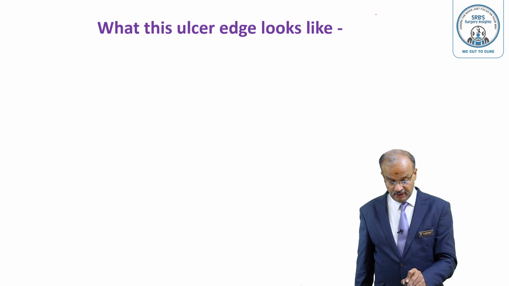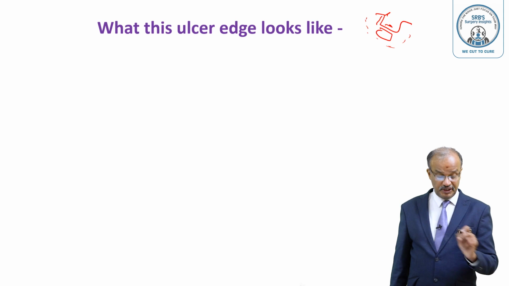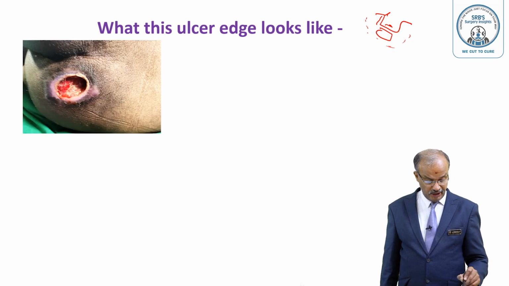If this is the ulcer, this is the floor, this is the base where it treads, this is the margin, and this entire thing is the edge. So this is the surrounding area. So the edge of the ulcer, what does this edge look like? See that? This is the ulcer, this is the surrounding area, this is the margin, this is the edge.